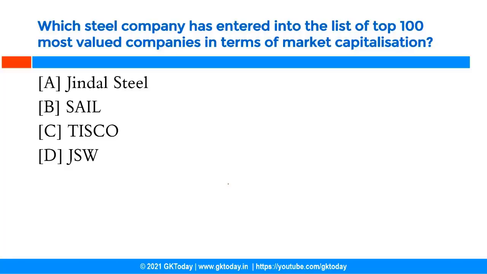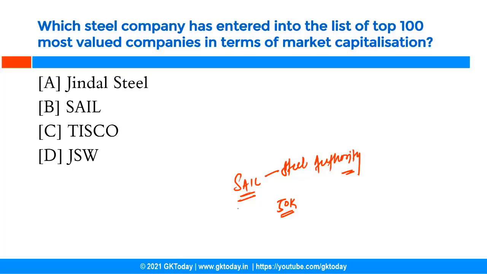Next question is, which steel company has entered into the list of top 100 most valued companies in terms of market capitalization? So this is SAIL. What is SAIL? It is Steel Authority of India Limited. So with the market capitalization of 50,000 crores, it has entered in the league of top 100 most valuable companies in terms of market capitalization.